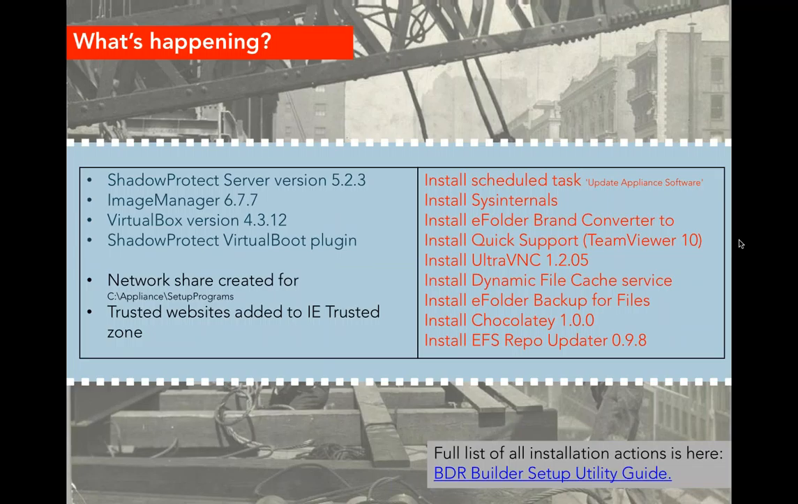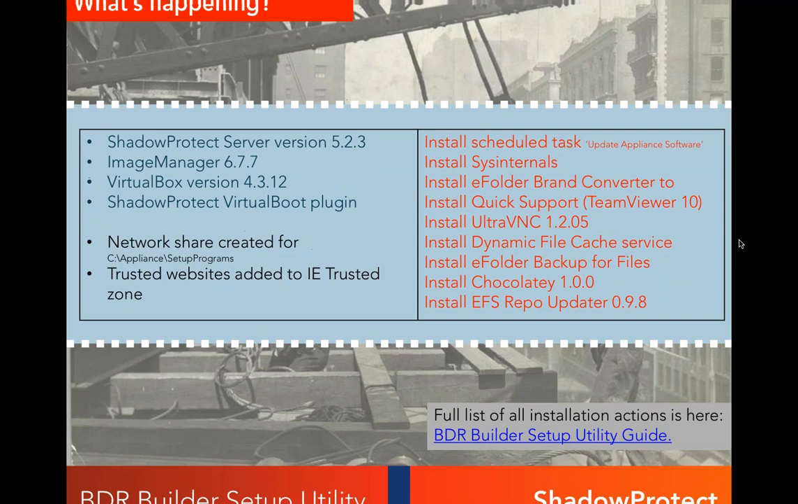Behind the scenes, BDR Builder is taking action on a lot of tasks, actually 15 specific tasks, including installing the Shadow Protect software, the image manager, the virtual box, and the virtual boot plugin. As you can see, there's a lot of activity running behind the scenes to streamline all of this. We're not going to discuss everything that takes place during the session today, and you'll want to review those actions in detail in the setup guide. But we should mention some basic prerequisites and a couple of system requirements that you need to be aware of. So we'll go over those now.